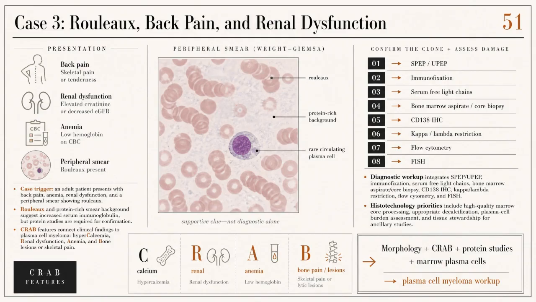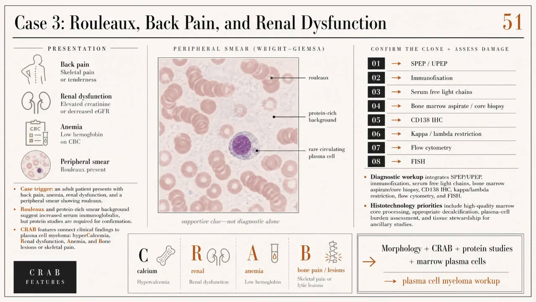Beyond morphology and immunophenotyping, laboratory evaluation incorporates serum and urine protein electrophoresis to detect monoclonal proteins, with immunofixation electrophoresis identifying the specific immunoglobulin isotype. Serum-free light chain assays further refine diagnosis and prognosis by quantifying involved and uninvolved light chains. Cytogenetic studies, particularly fluorescence in situ hybridization, FISH, detect chromosomal abnormalities that influence risk stratification and therapeutic decisions.